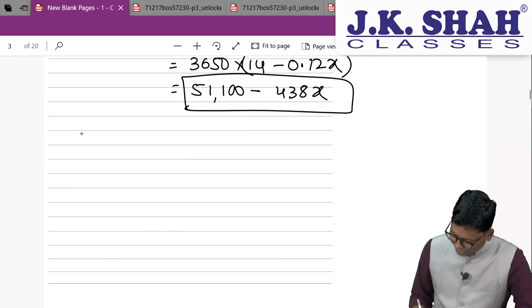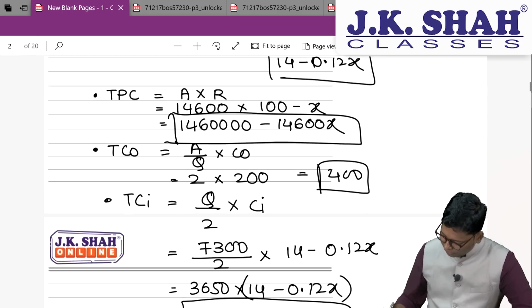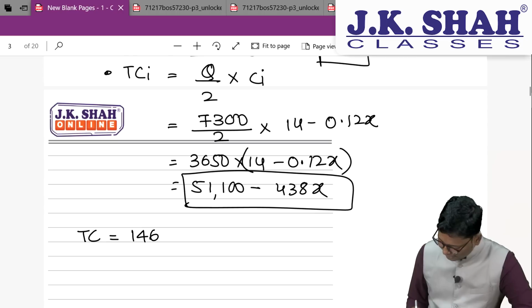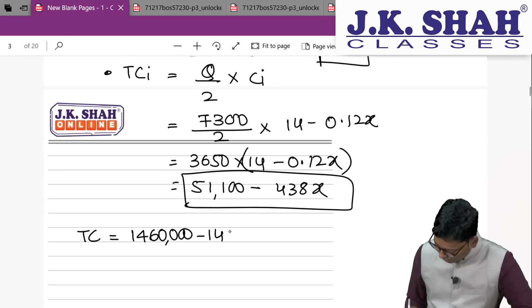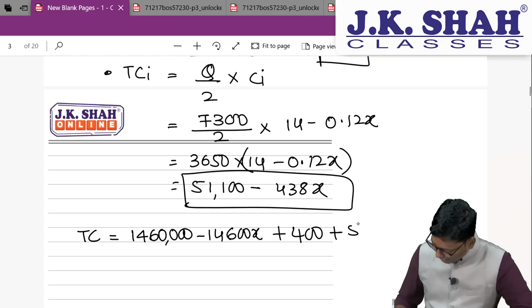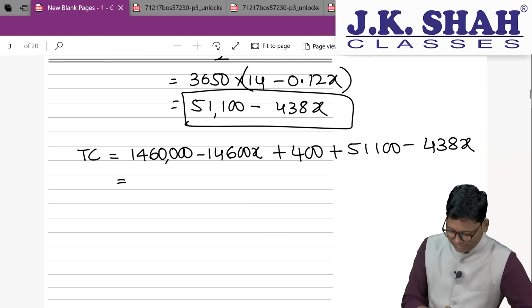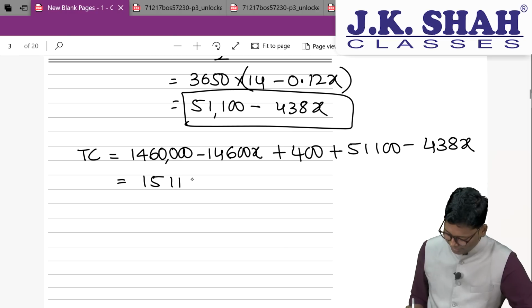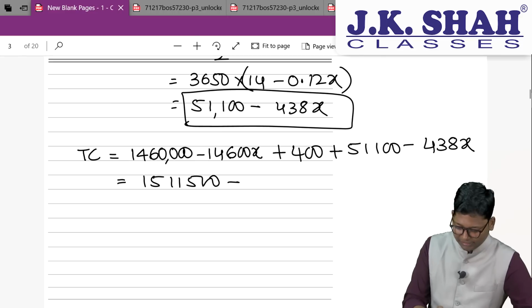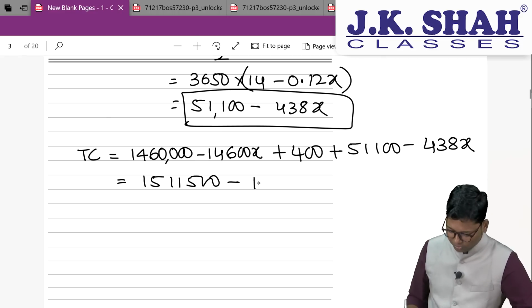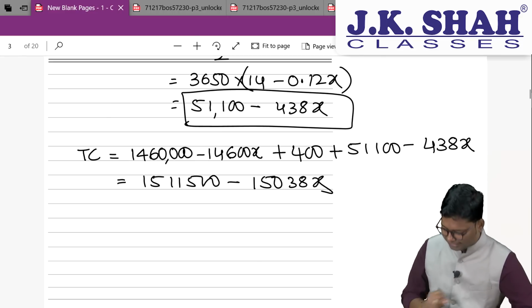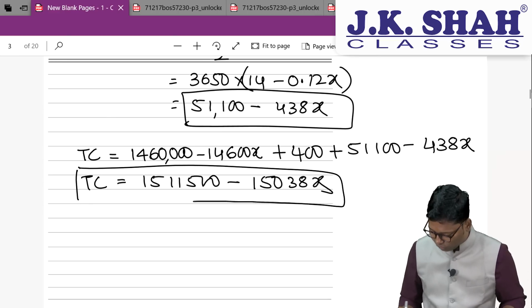Now, total cost equals purchasing cost. My purchasing cost is 14,60,000 minus 14,600X discount. In that my ordering cost I am adding, and in that my carrying cost I will be adding, so that I will be calculating my total cost. Now when you solve this, 14,60,000 plus 400 plus 51,100, you are going to get 15,11,500 minus 14,600 plus 438, which is 15,038X. This is something called total cost when EOQ is not followed.